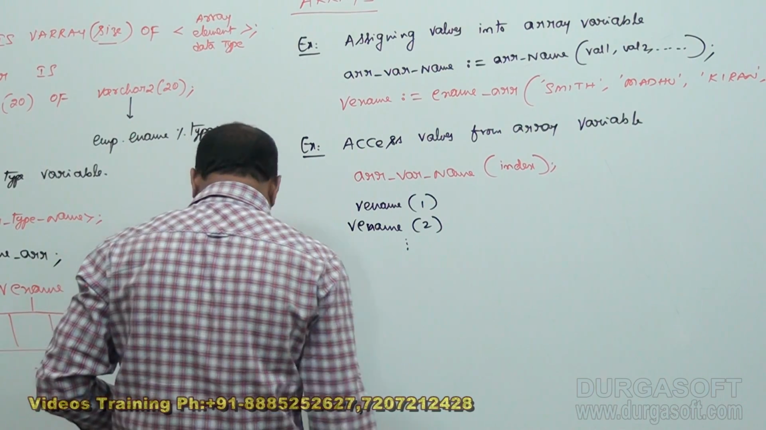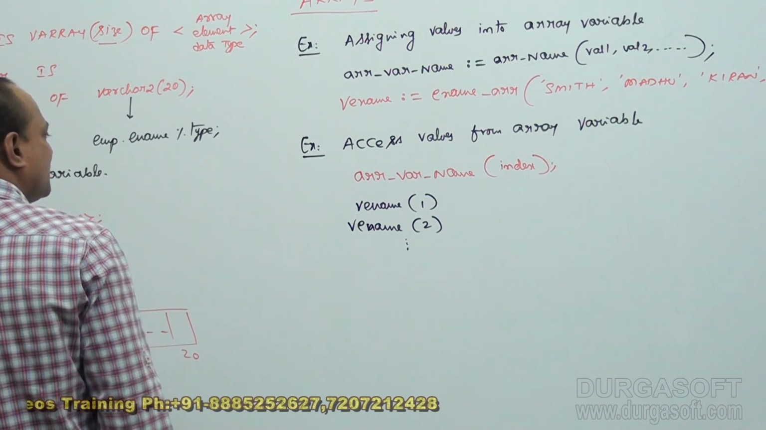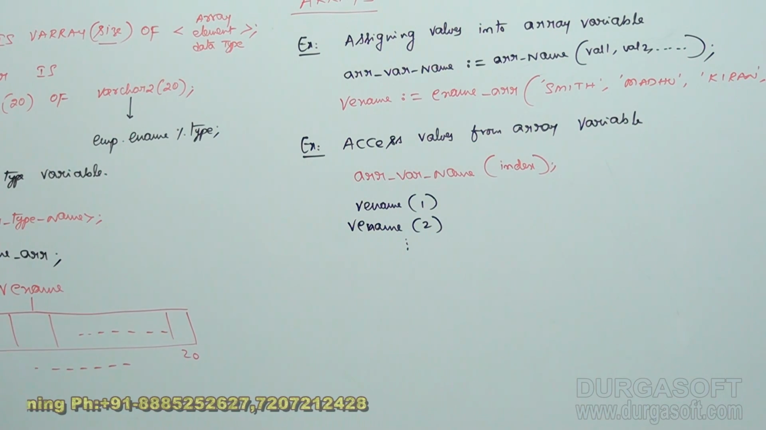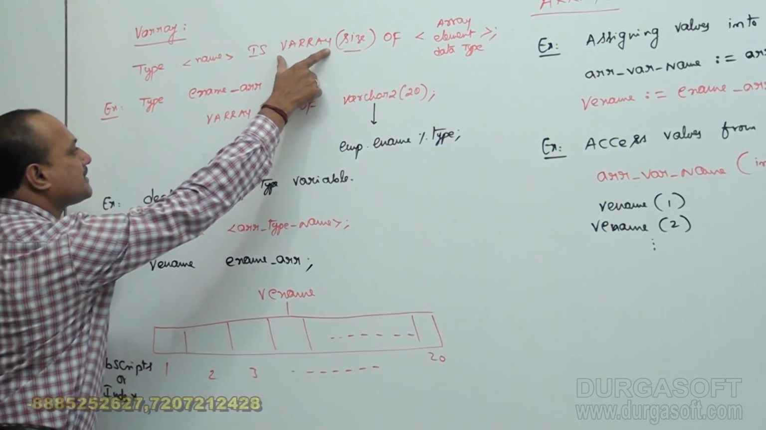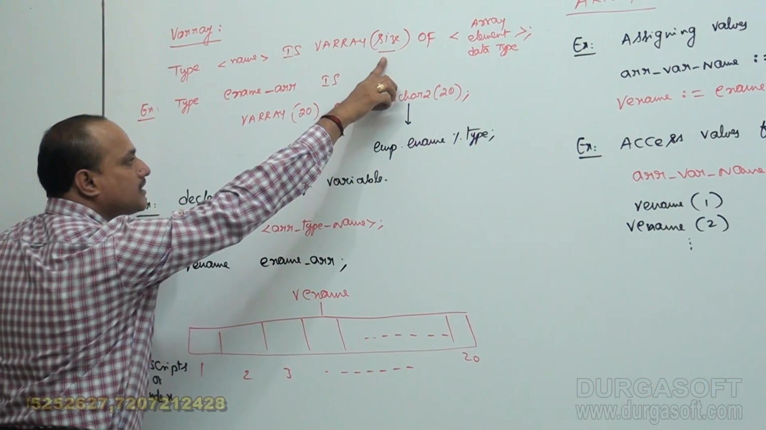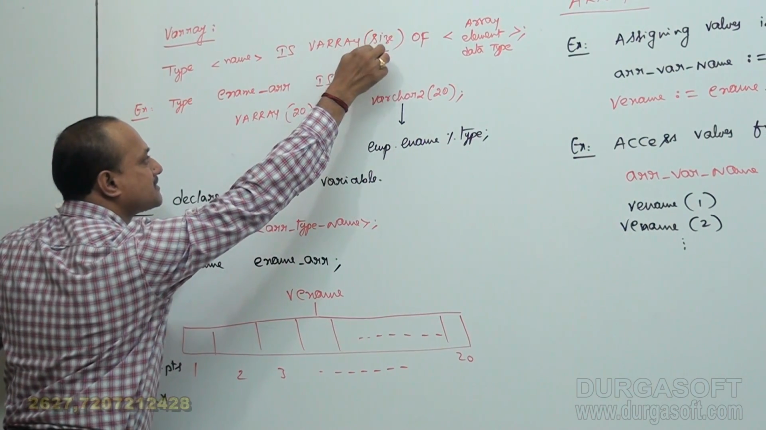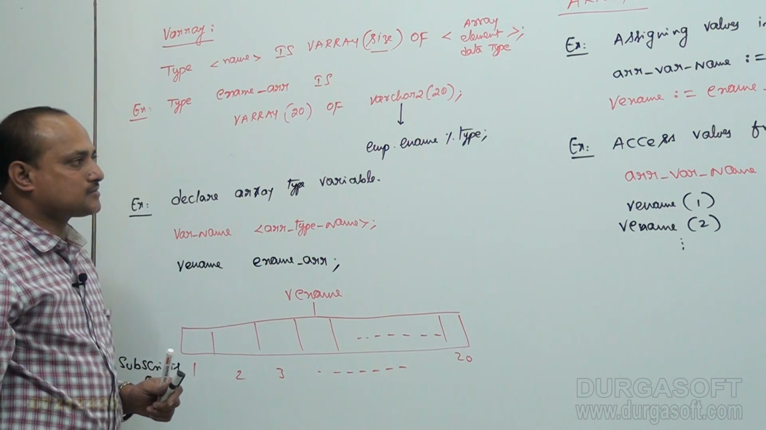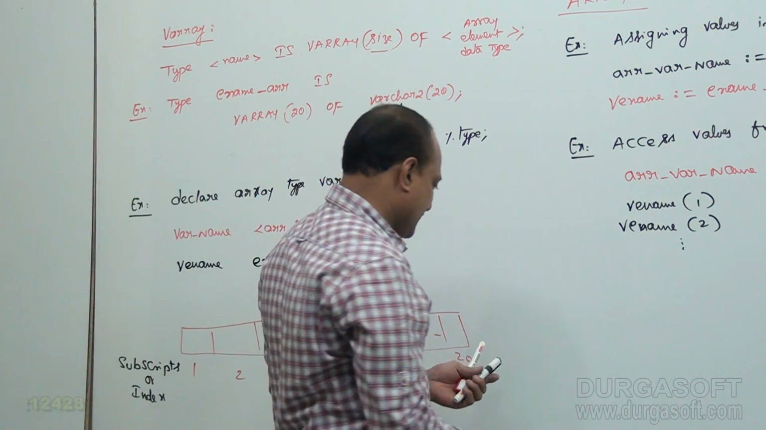Then what is meant by associative array? Same as V array, associative array is having only one difference. That is, V array is having fixed size, but the size of associative array is dynamic. The size of associative array is dynamic.